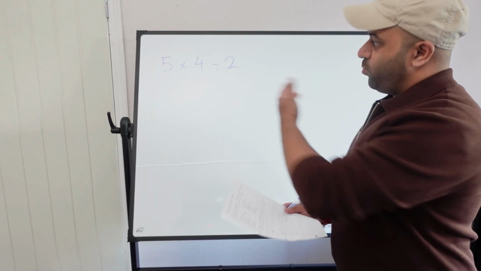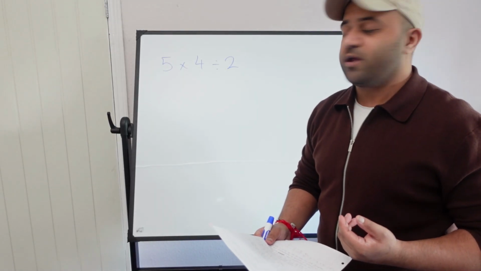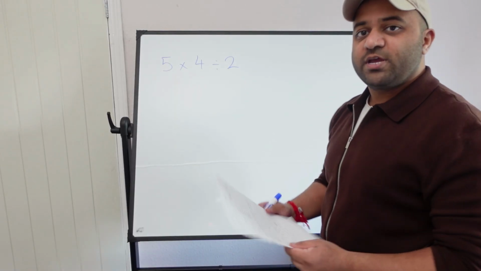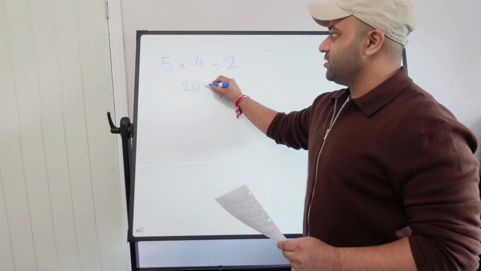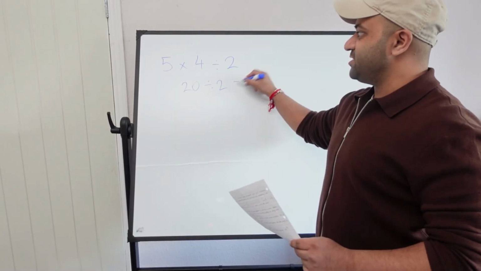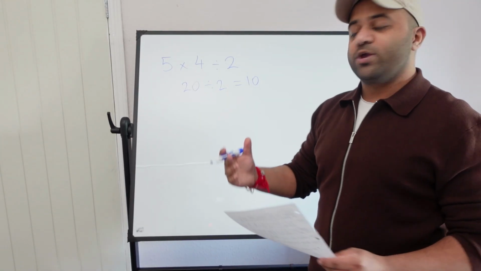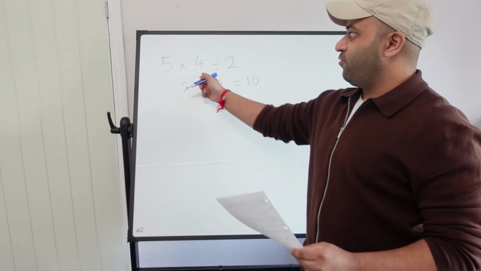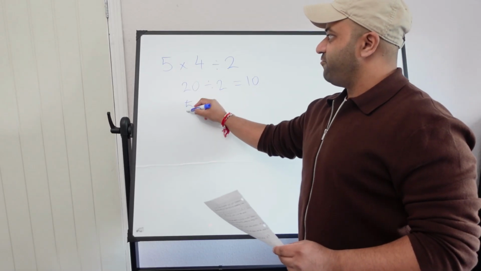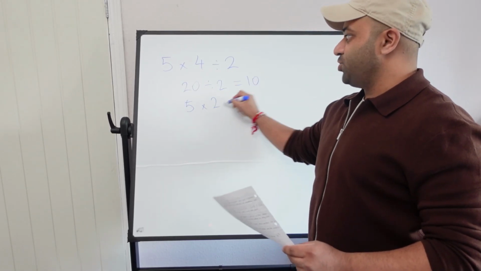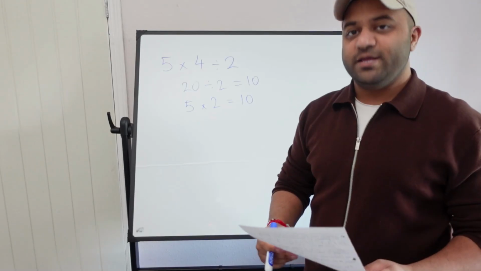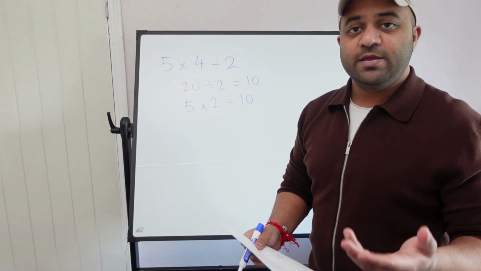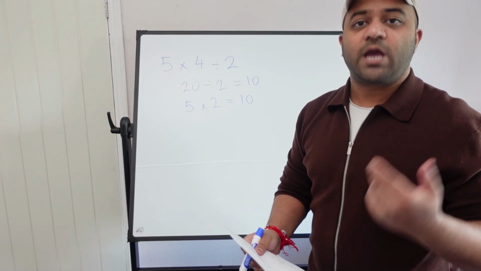So, with this operation, we can either pick the 5 times 4 to do first, in which case we would get 20 divided by 2, resulting in 10, or we could do the division first, which is 4 divided by 2, to give 5 multiplied by 2, which also results in 10. So the D and the M in BIDMAS can be reversed.